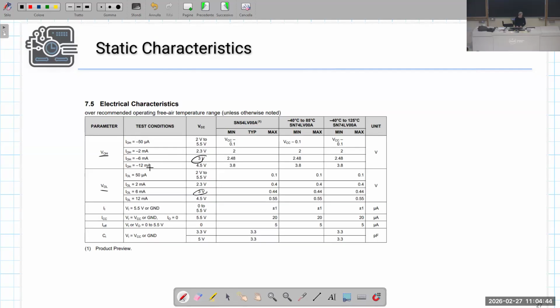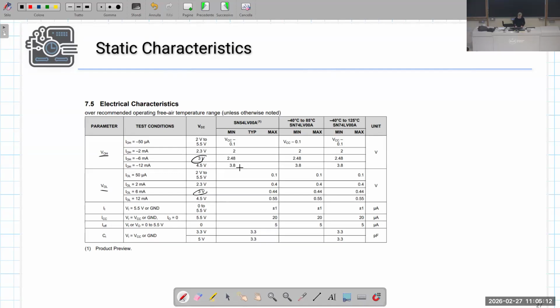Let's assume that this is the maximum current that is specified. Let's assume that this current is drawn. That can be a worst case condition. If this current is not drawn, so if the current drawn is 0, which is the most typical case, the high level is VCC and the low level is 0.